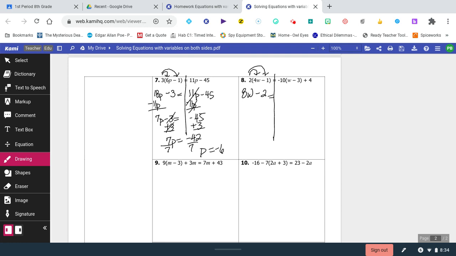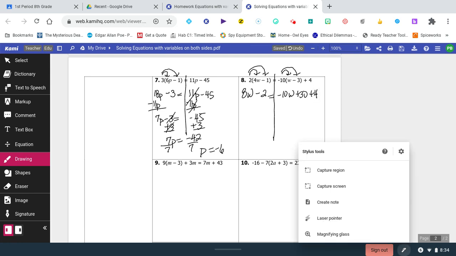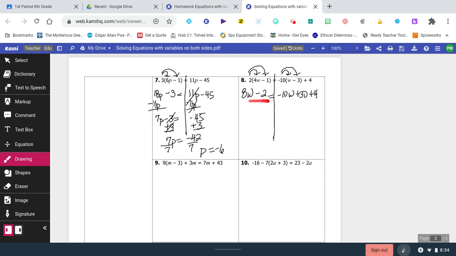Okay. Now, let's use the distributive property over here. So negative 10 times W is negative 10W. Negative 10 times negative 3 is positive 30. The negative 10 does not distribute to the 4 because the 4 is not in parentheses, so you just bring it down. All right, now I'm going to check the left side for like terms.